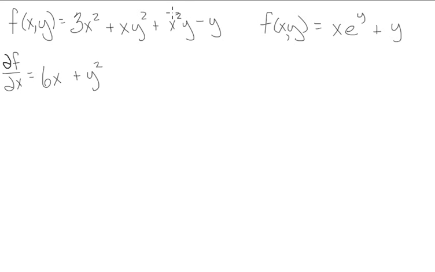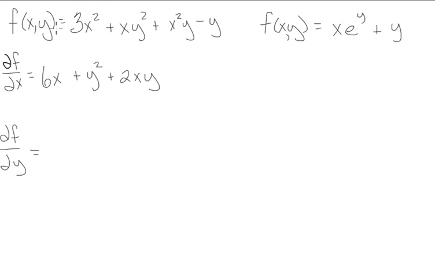I take this next term. I'm treating the y as a constant, so I just worry about taking the derivative with respect to x. I get 2x, and my constant sticks around. I have 2xy. And then the derivative of this last term, y, is 0 because we're treating the y as a constant. I'll do the same thing now with respect to y.